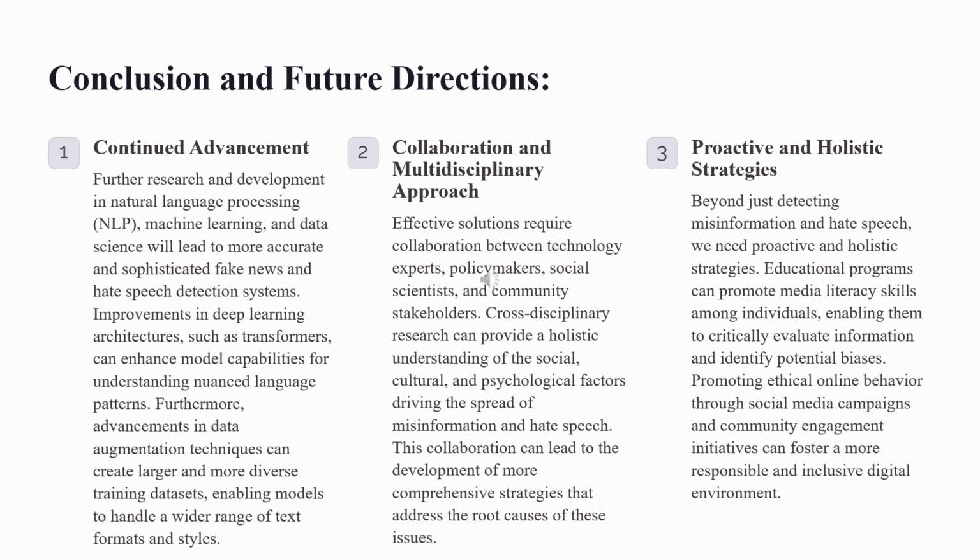And the conclusion and future directions. First, continued advancement: further research and development in natural language processing, machine learning, and data science will help create more accurate and advanced systems for detecting fake news and hate speech. With improvements in deep learning architectures like transformers, these models can become better at understanding subtle language patterns. Plus, advancements in data augmentation techniques will allow for larger, more diverse training datasets so models can handle a wider variety of text formats and styles.